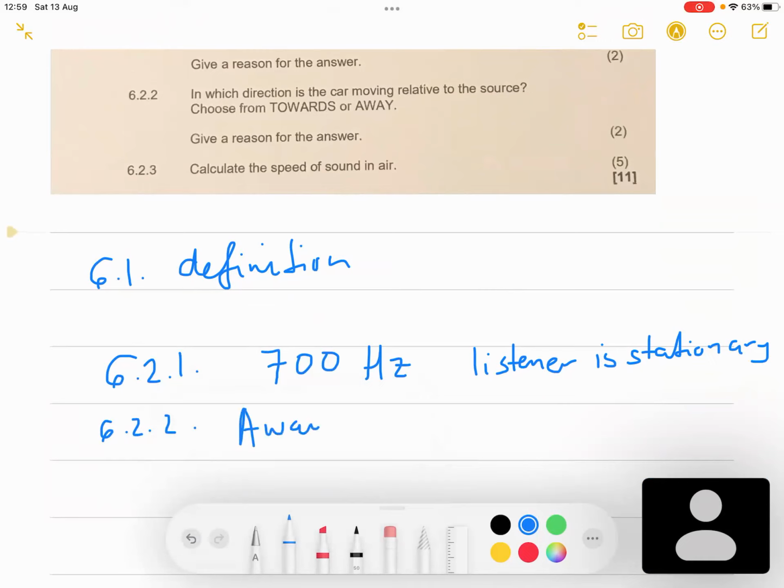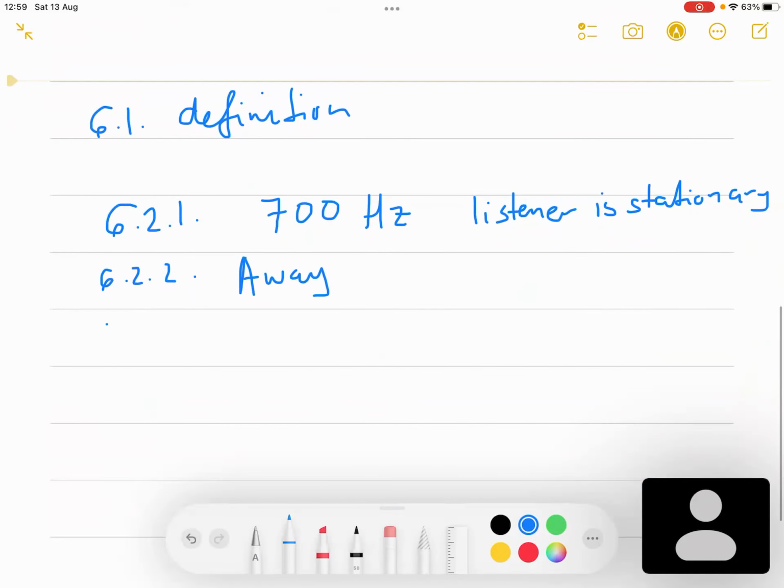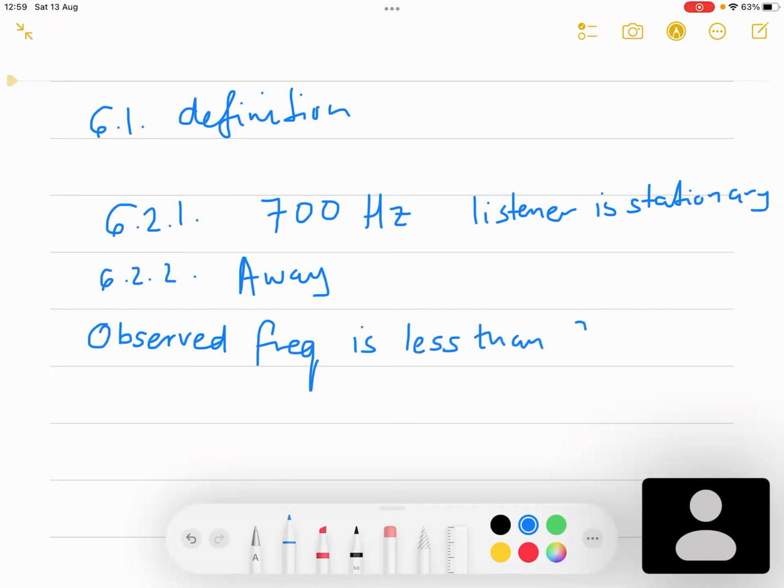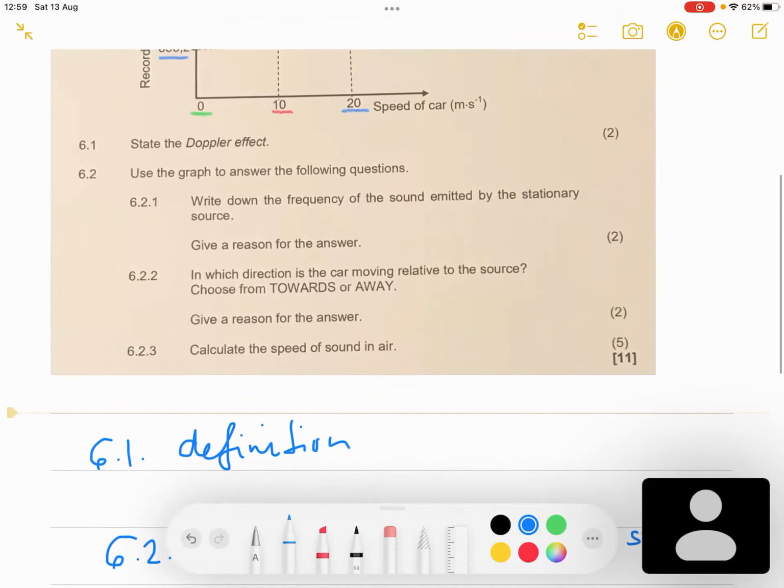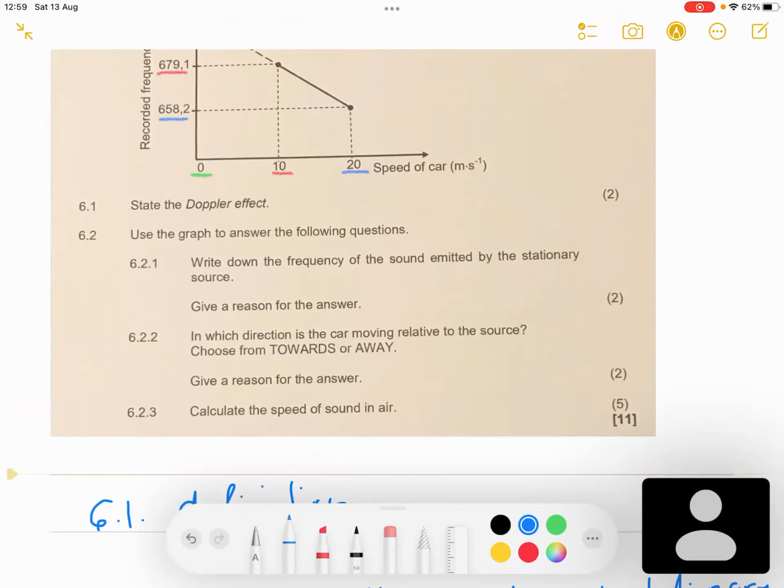And my reason, that's on the next line, is that the observed frequency is less than the frequency of the source. Okay, or you can say that the observed frequency decreases. And now, look at this question. Calculate the speed of sound in air.